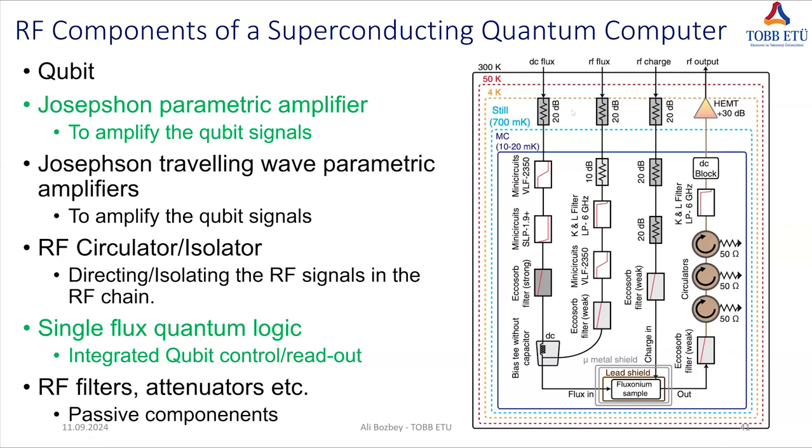So if we can make these blocks and the outside electronics on chip, then it will be possible to make a more compact and more scalable quantum computer in the future. So we are now trying to develop these building blocks, including the outside electronics. In this lecture, I will talk about a parametric amplifier and then SFQ logic for integrated qubit control and readout.